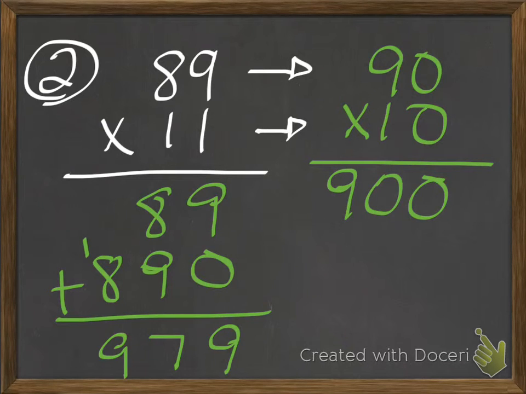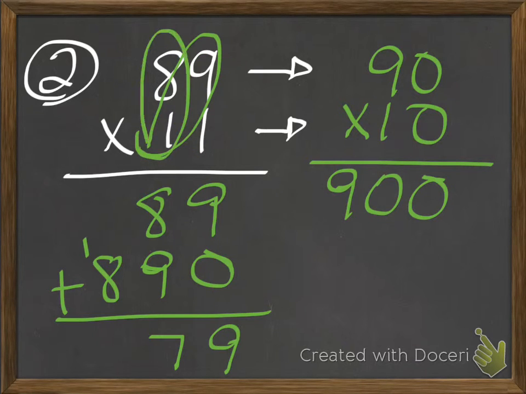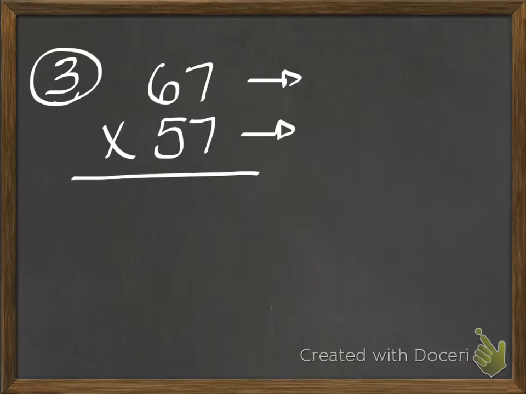Okay, first I rounded 89 to 90, and then 11 to 10, multiplied those together to get 900. Then I multiplied the number in the ones place, and got 89. Then I multiplied the number in the tens place, and got 890. Add those two partial products together, and then I got 979 total. That is very close to my answer of 900. So I must be close. Number 3, 67 and 57. Multiply those together.